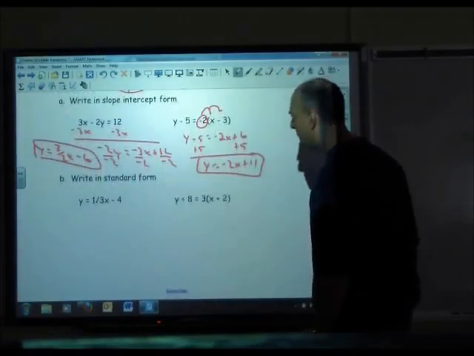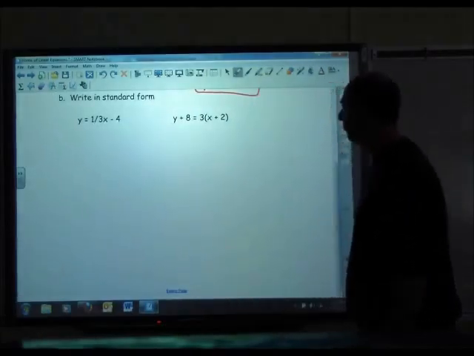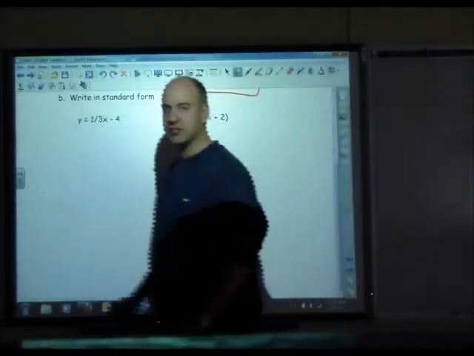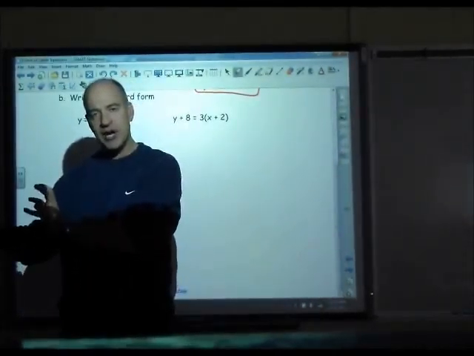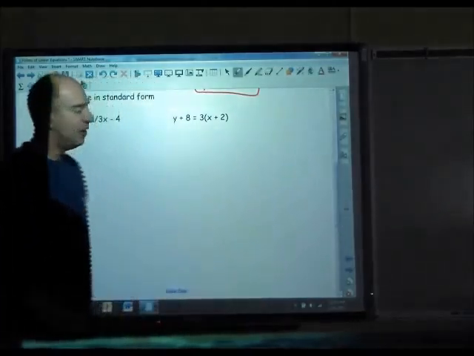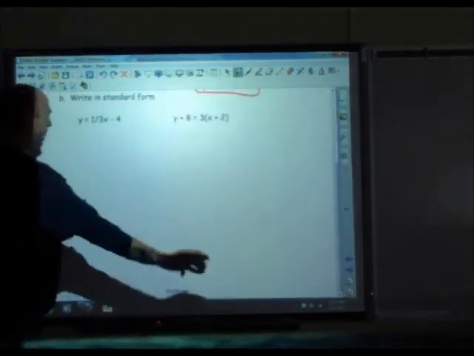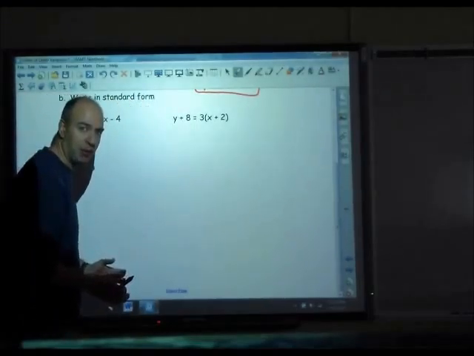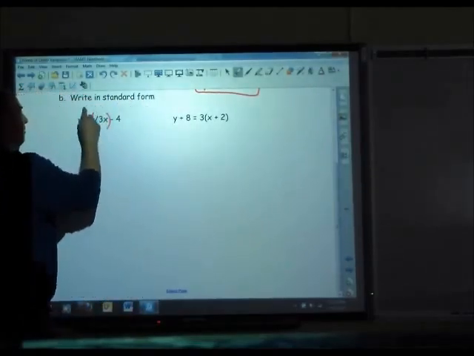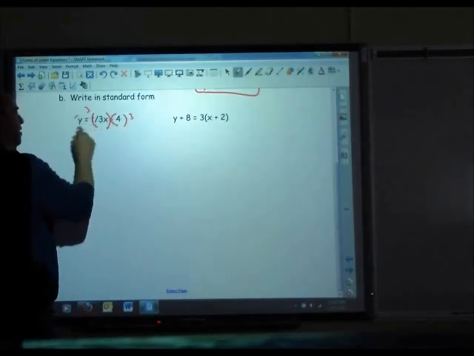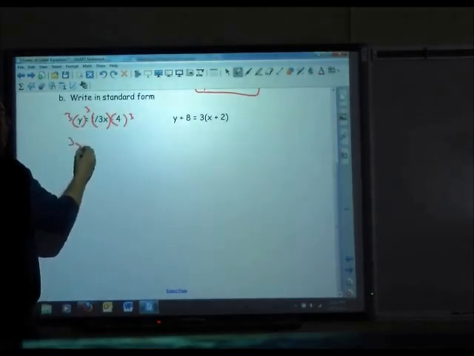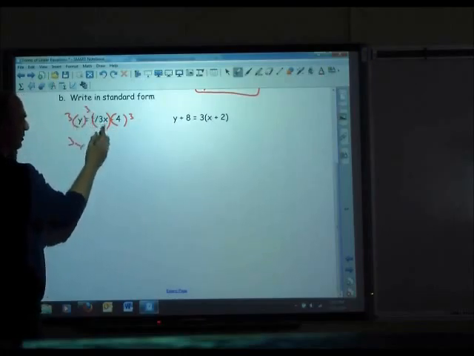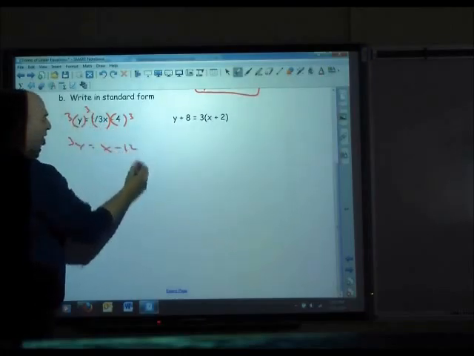Okay? Moving on, letter B. It says write in standard form. Okay? So here's what I'm saying. Standard form is combining x and y on one side, an equal sign, and a total. If I see a fraction, I'm killing it. I see a third, I want to suck that up with multiplication. So I will multiply by 3, and I will multiply everything by 3. So I'll have 3y equals, these 3's will reduce, it's x -12.